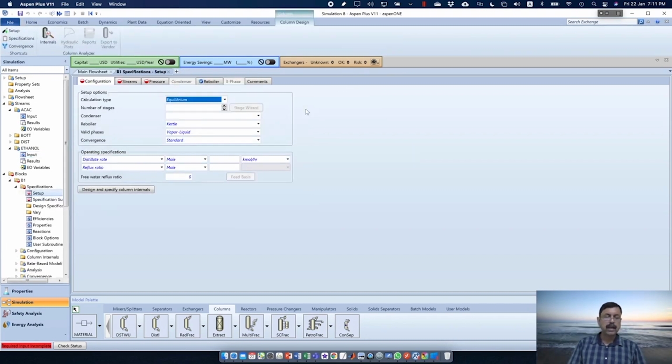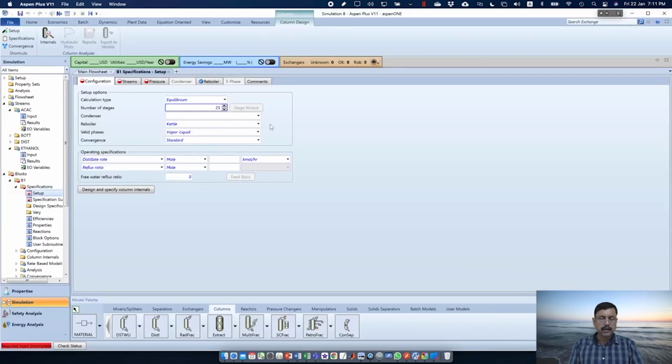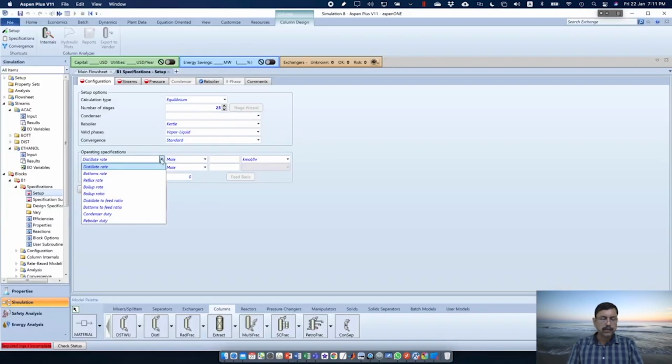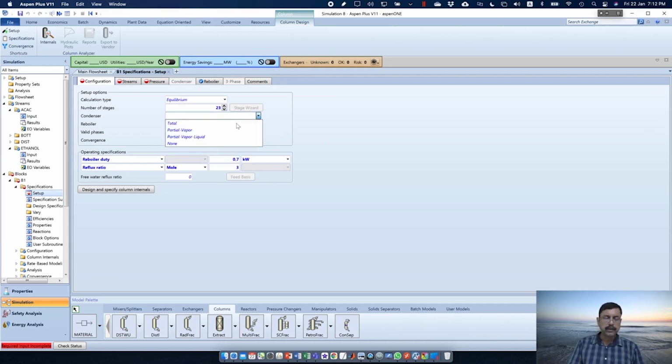Press next. It will ask for the specification of RADFRAC. Again, it is equilibrium model. Number of stages is given, 23 stages. Condenser, total condenser, and here two information are given. One is reboiler duty, another is reflux ratio. So reboiler duty 0.7, reflux ratio 3. So we will use reboiler duty as 0.7 kilowatt and reflux ratio is 3. Okay, total condenser, somehow it has been deleted.